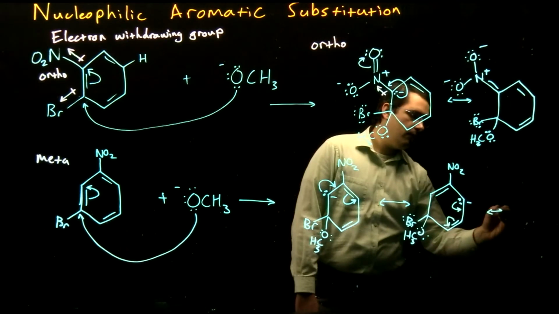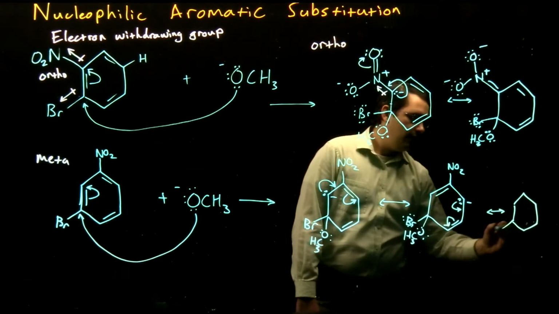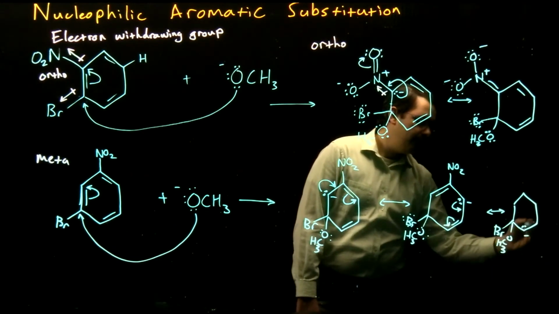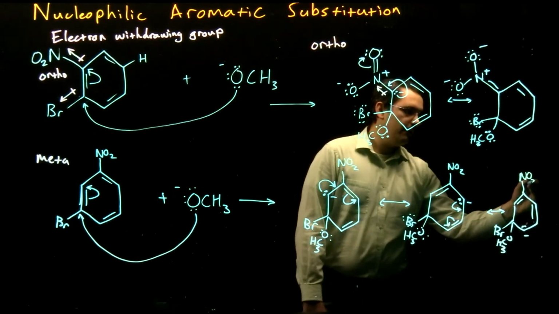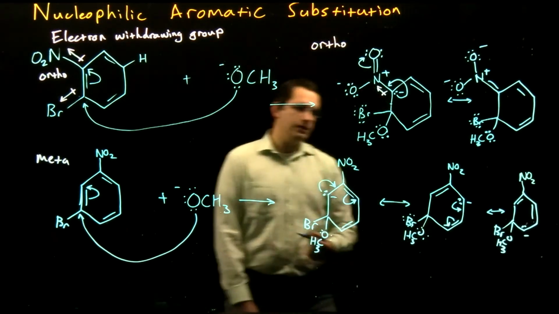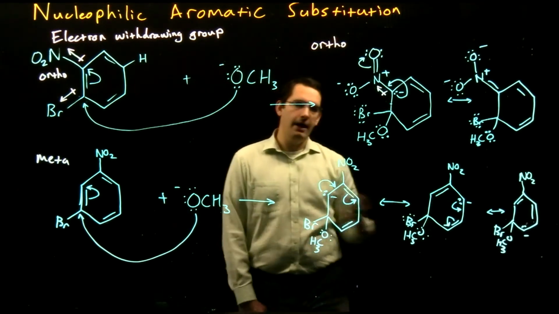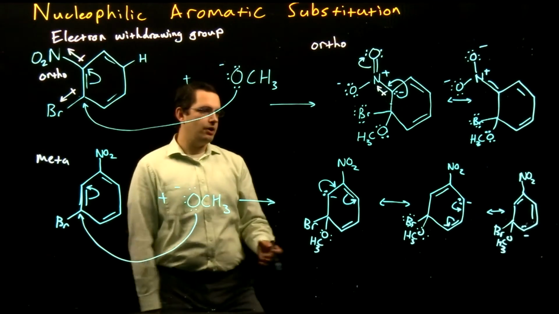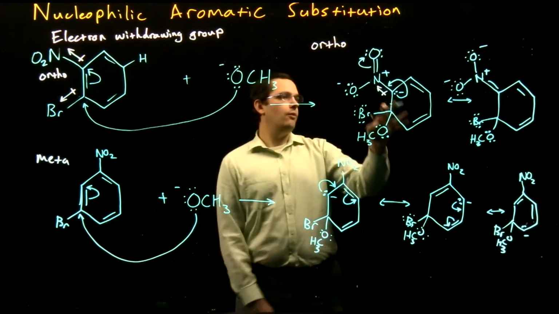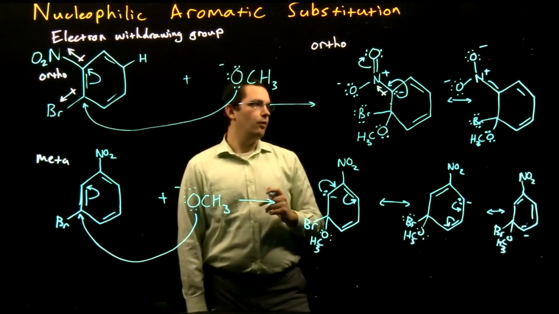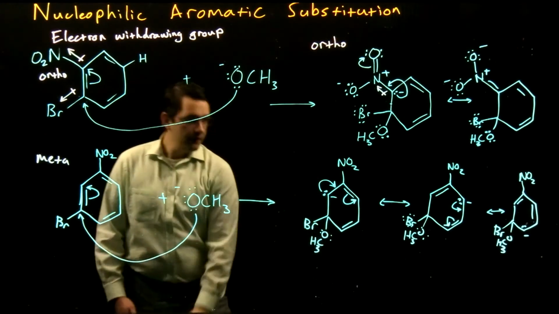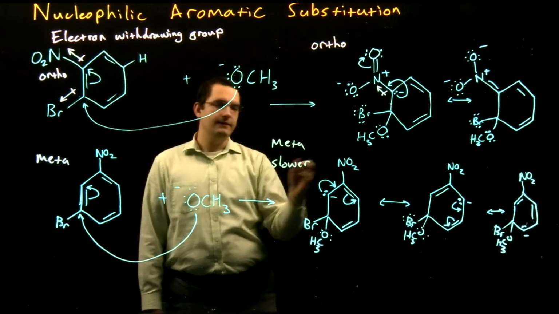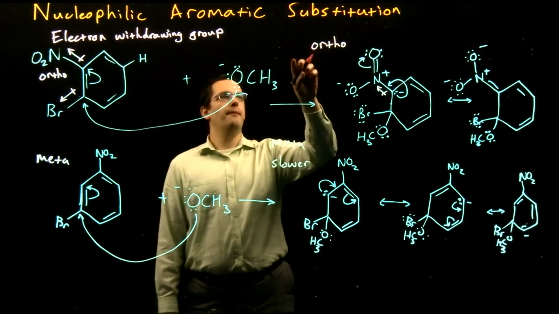But the difference between our ortho and our meta is that in our meta substitution pattern, we're never able to get that negative charge next to that electron withdrawing group. Right? As I draw my third structure here, of course, now I have that negative charge at the bottom of the ring, and it's even further away from my electron withdrawing nitro group. So in none of my resonance structures here am I able to get that negative charge next to my electron withdrawing group, where I'd be able to have that extra stabilization with that electron withdrawing group. So my meta reaction here is slower because we can't stabilize our unstable intermediate.